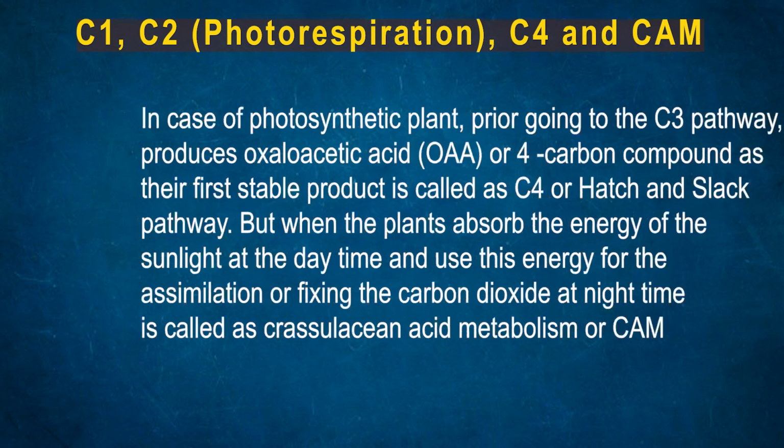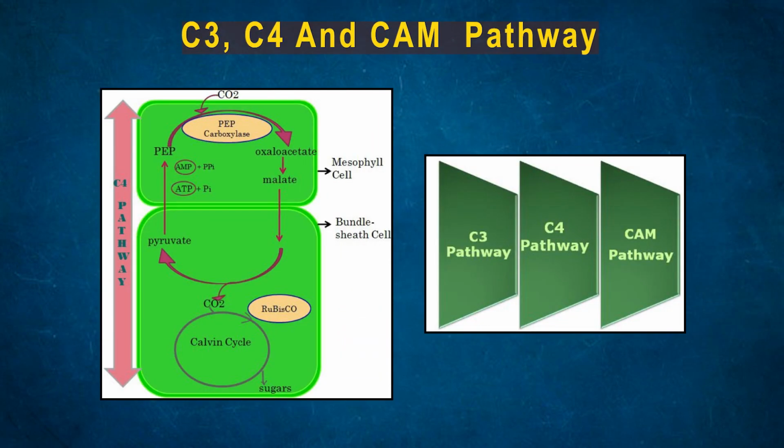So here you get to know about the C3, C4 pathway. C4 is named according to the number of carbons present in the oxaloacetic acid, the first product produced, as well as CAM. So all these are ways by which the carbon dioxide is getting fixed.